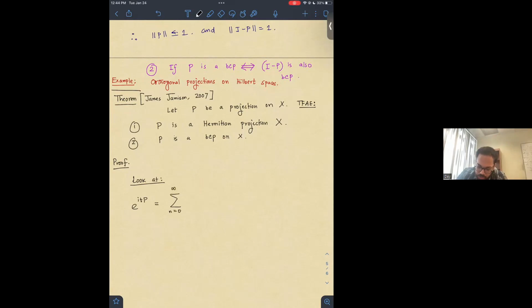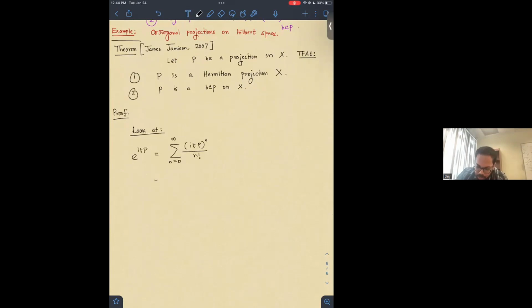So this is the sum from 0 to infinity of (itP) to the power n over n factorial. Let me write one extra step. If we expand this, we get I plus itP plus (it) squared over factorial 2 times P squared. But remember that P is a projection, so P to the n is just P for every n. So all of them are P indeed.